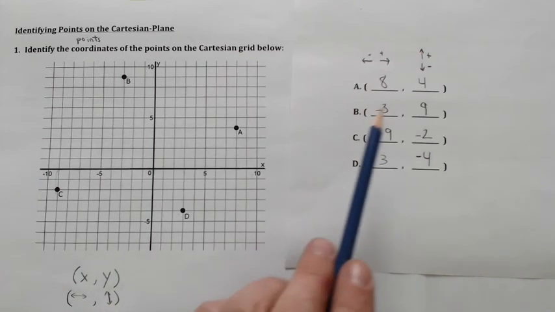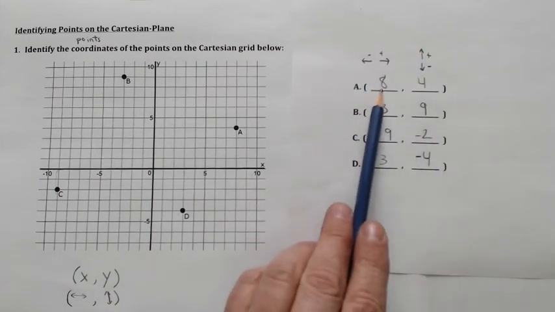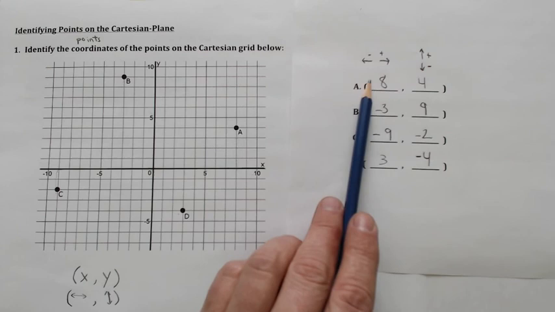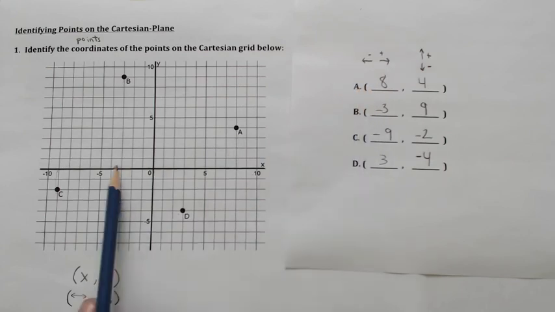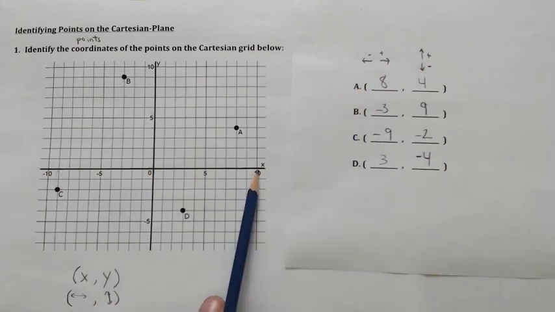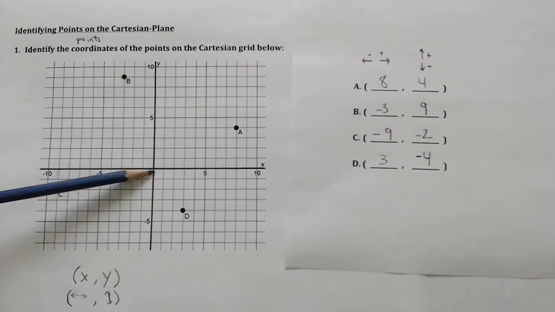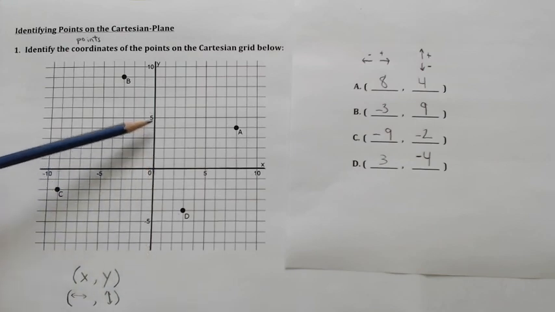And that's it. That's how you name coordinates, making sure x's are first, y's are second, and x's are negative if they go left, positive if they go right, and for the y's, negative if they go down, positive if they go up.